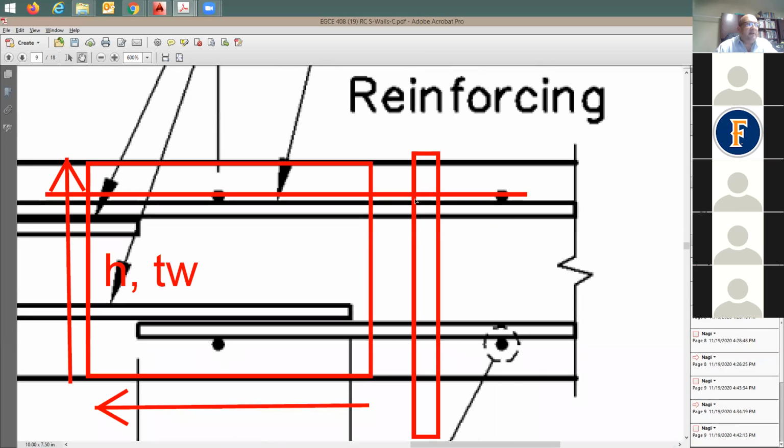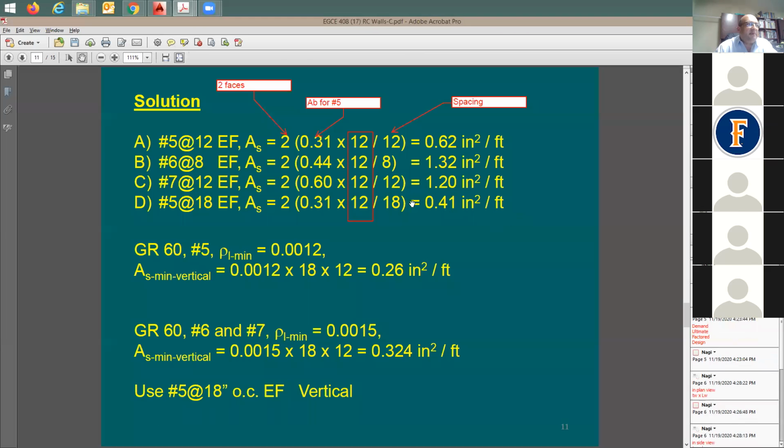A_s in this location here? So you say in this case, I'm taking 2 times 0.31, total cross-section area on both sides of the wall, divide by 12, it's going to be square inch per inch. Now I'd like to have it as square inch per foot, yes. So I see that you said it's 12 inches.